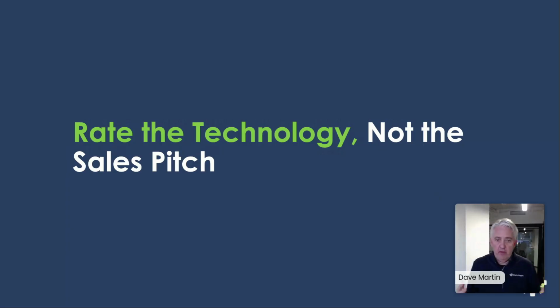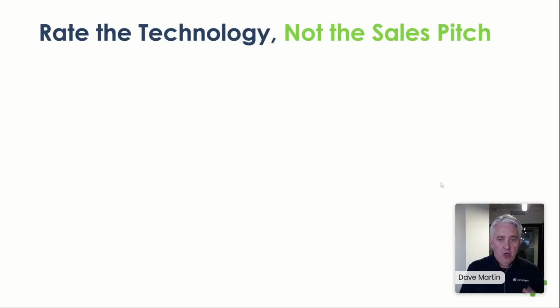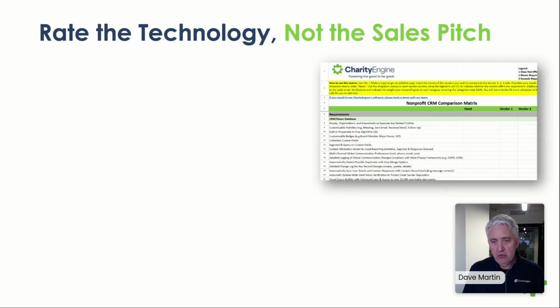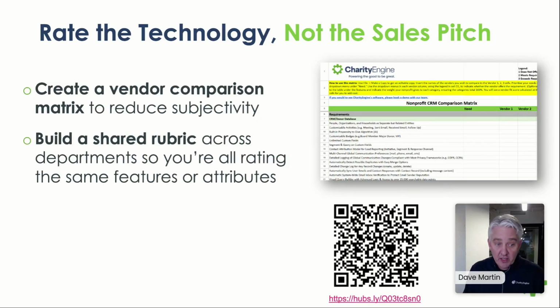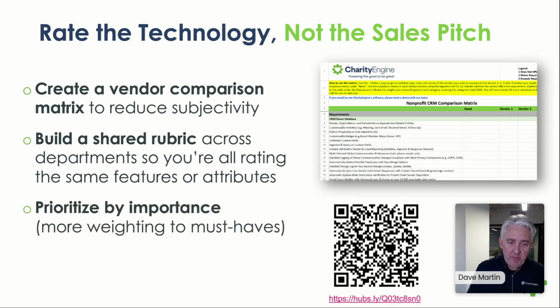So the next section is around rating the technology, right? So not the sales pitch. We've got a great tool. I think the link is here somewhere. It'll show up, and there's a QR code for a nonprofit CRM comparison matrix that we built. This will help you create a matrix that reduces the subjectivity of going through the process, where maybe one person is very opinionated about X, Y, or Z, and it's making it hard to make the right decision for the organization. You can build a rubric across departments, so you're rating all the same features or attributes, and you can get a weighted score. You can give weighting to certain things that are more important to you than others, right? Which can then impact an overall score when you're doing your evaluation here.